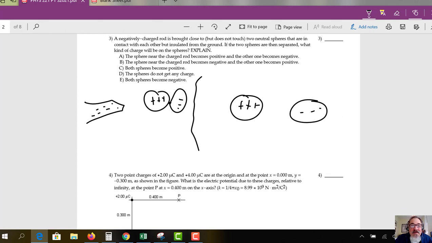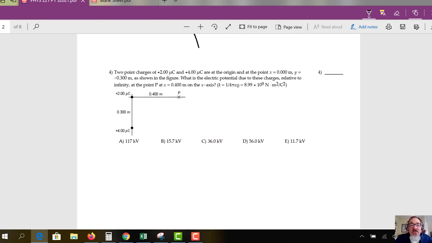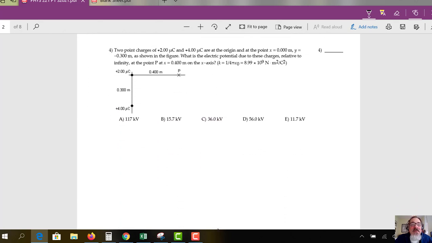That's also from chapter 20. The lab has a similar idea going on in the first lab. So 2 point charges, one here. Let me just call that one 1 and 2. Okay, so 2 point charges, 2 microcoulombs and 4 microcoulombs, are located at the origin and at 0, negative 0.3. Okay, so that's down here. What is the electrical potential due to these charges relative to infinity at this point over here? So we want to know the voltage at that point.